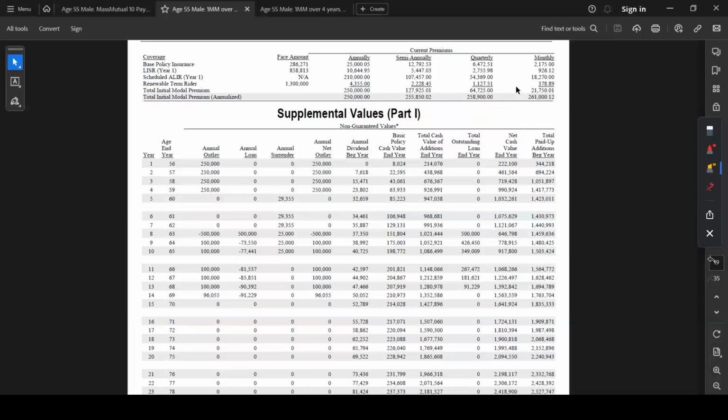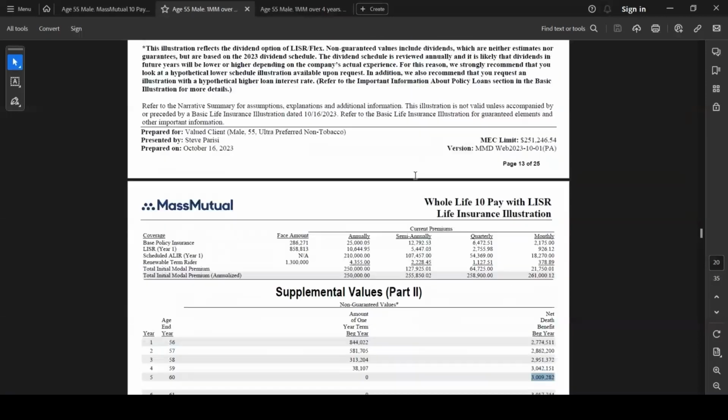Then we've got total paid up additions. So this just represents the additional whole life death benefit that is purchased when you add money to PUAs. So your whole life death benefit, the net death benefit, is going to increase over time. We'll see that in the next page. But as you pump money into PUAs for cash value, you'll get added death benefit as well, which is sweet.